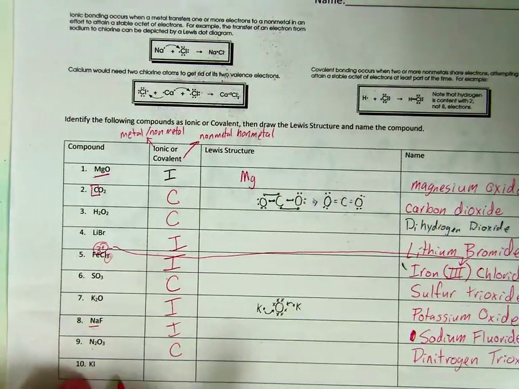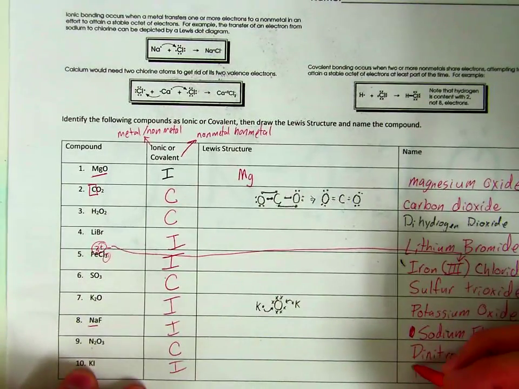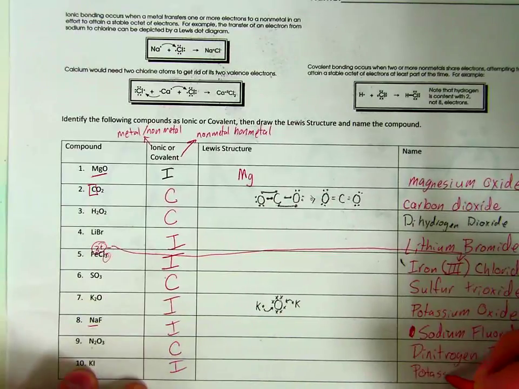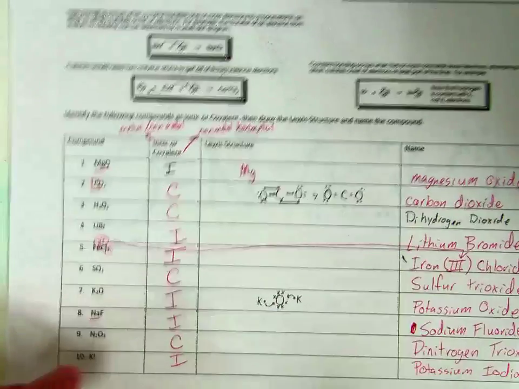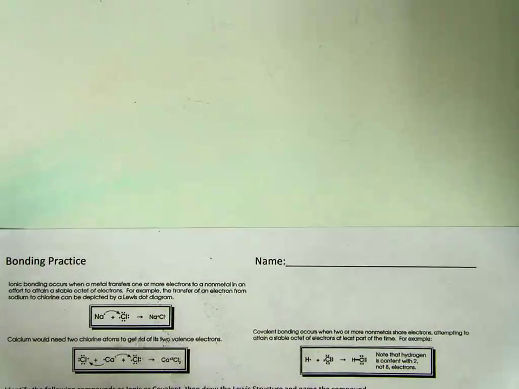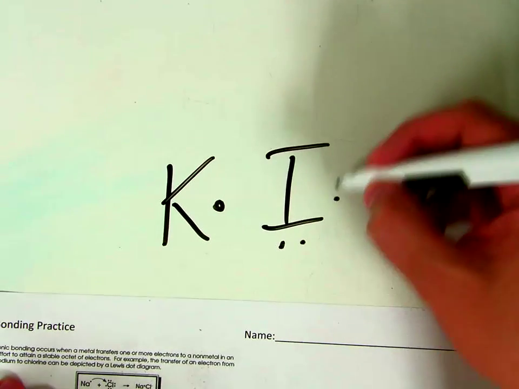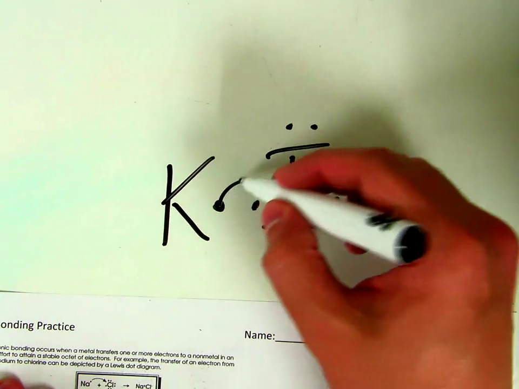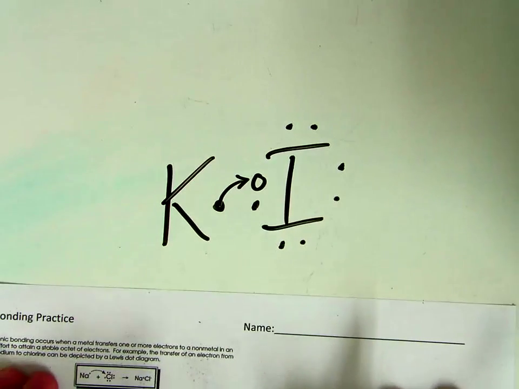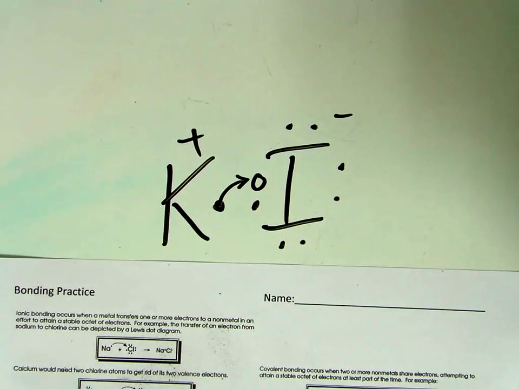Now, last one, we've got potassium, so it's going to be ionic. This is going to be potassium iodide. So we've got K with one I, and I is looking for that last valence electron, and it's going to come from K. Okay? So there we go. K is going to be positive, I is going to be negative.